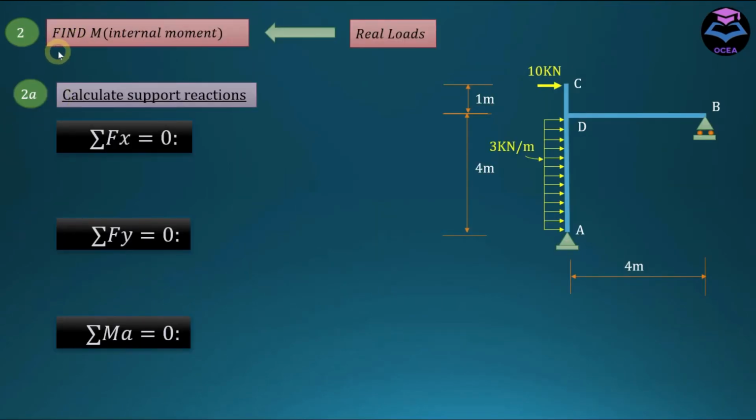Now the second step is to find M, capital M, which is the moment equation for each of the members for the real system. So this system is the real system because actual loads or real loads are applied to the frame. To start off, calculate support reactions.